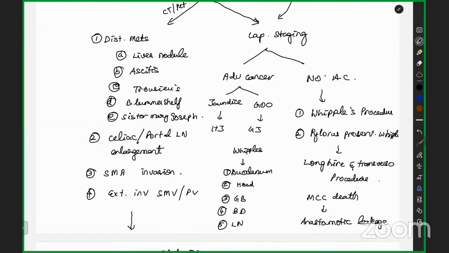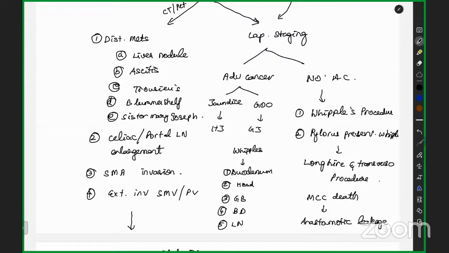What is a Whipple's procedure? I'm going to remove the duodenum, the head of pancreas, gallbladder, and bile duct along with the lymph nodes. Or I can actually preserve the pylorus. What is the pylorus preserving Whipple's procedure called? The Longmire-Traverso procedure. What is the most common cause of death? Most common cause of death is going to be anastomotic leakage.